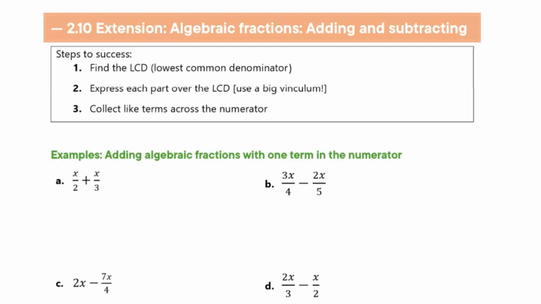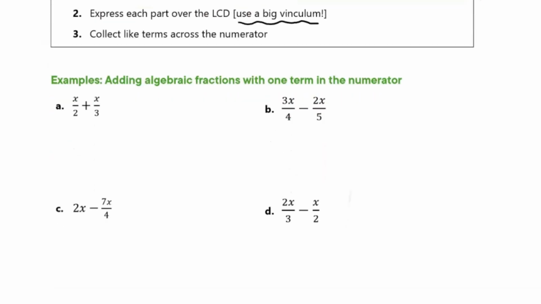Today's lesson is focused on algebraic fractions, and specifically we're going to be looking at adding and subtracting them. So some things that relate to fractions that you've done in the past: we're going to be finding the lowest common denominator. That's the same as the lowest common factor, it's just the number in the denominator. We're going to express each part over that lowest common denominator, and we're going to use a big vinculum, that's the line between the numerator and the denominator. And then we're going to collect like terms across the numerator. So let's actually get into doing some questions with this.